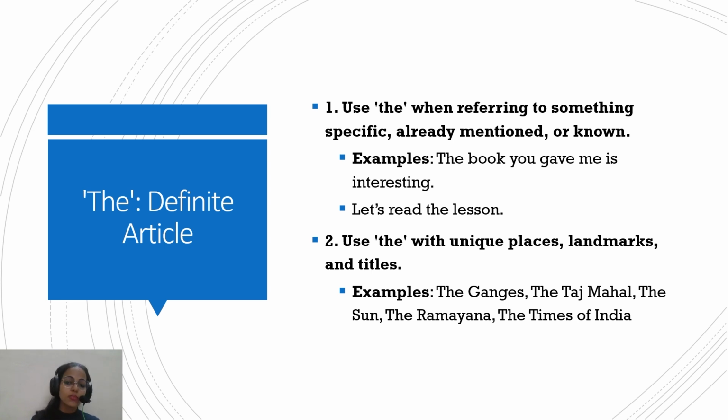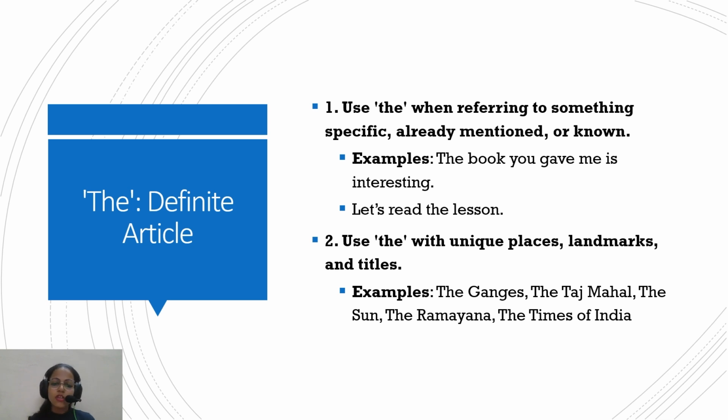So of course, the book is specific. It's already mentioned. It's known to both of us. So the book you gave me is interesting. Let's read the lesson. Here it is expected that maybe the lesson was discussed in the class, and now I'm saying, okay, now for the revision, let's read the lesson. So again, the is telling us that this has already been mentioned, or the lesson being referred to here is specific and we know which lesson is being referred to.